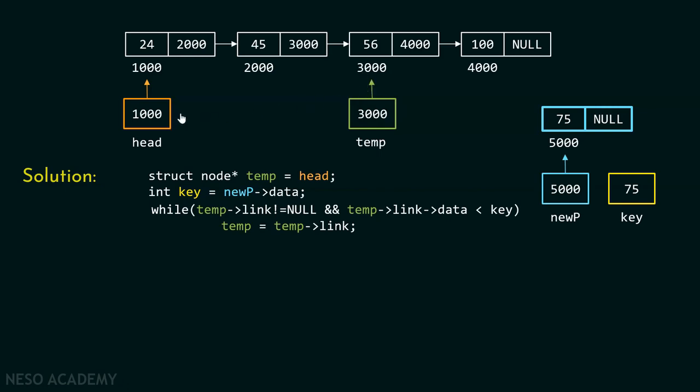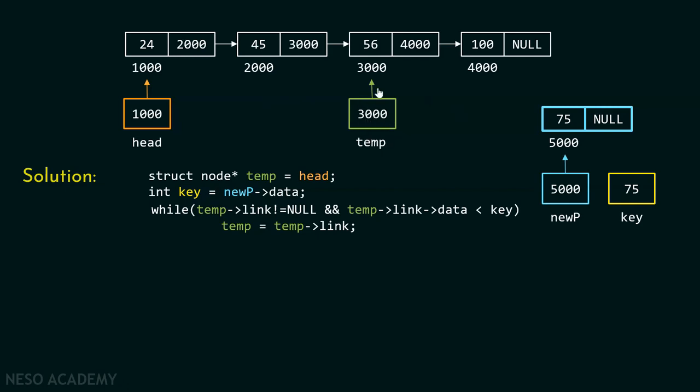Previously, when temp pointer was pointing to the first node of this list, at that point we were comparing this value with this value. You can see that temp link data is less than key. Therefore, temp will move towards right. That's why it will move to the second node of the list. And then we will compare the temp link data with key. Again, it is less than key, right? Again, we will move our temp pointer towards right.